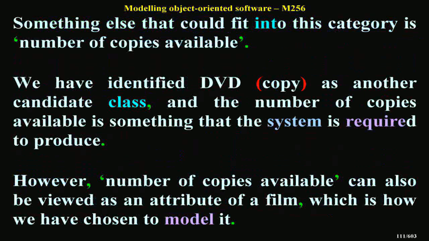We have identified DVD copy as another candidate class, and the number of copies available is something that the system is required to produce. However, number of copies available can also be viewed as an attribute of a film, which is how we have chosen to model it.